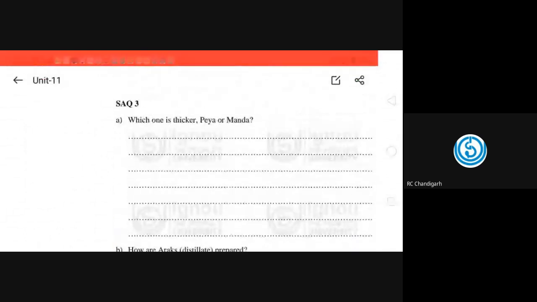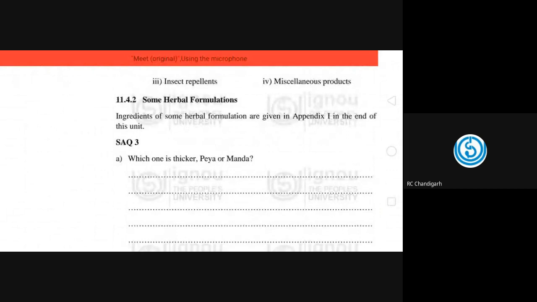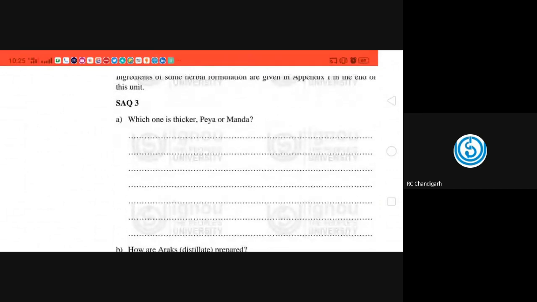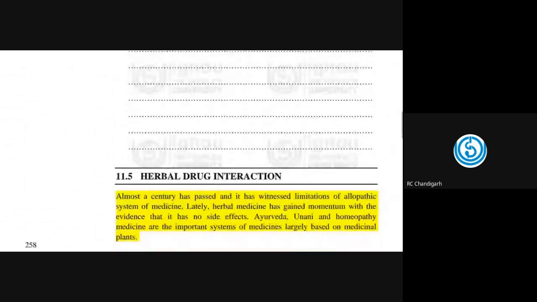Some herbal formulations are given in Appendix 1 at the end of this unit. So you can read from that.